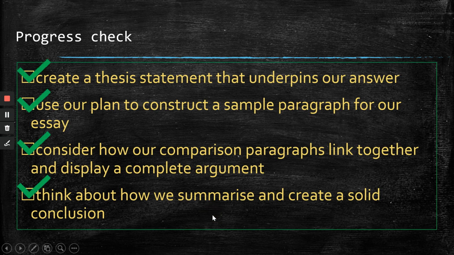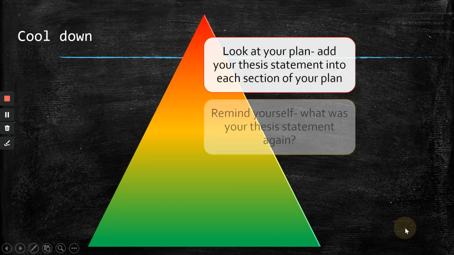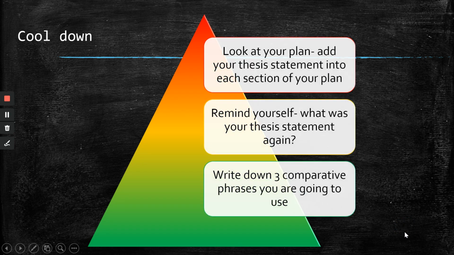So we've done our 4 things, and now we're going to do our cool down. Okay, so I've got 3 things here I'd like you to do before you get started on that essay. First thing, I'd like you to write down 3 comparative phrases you're going to use. I'd like you to remind yourself what your thesis statement was, write it out a couple of times, you won't forget it then. And then I'd like you to look at your plan. Add your thesis statement into each section of your plan. You will probably find it's already there. But if it isn't, just make sure you've got a little nod to it.